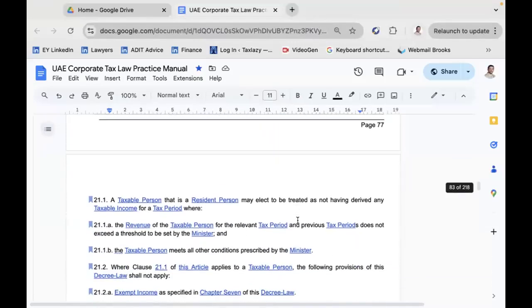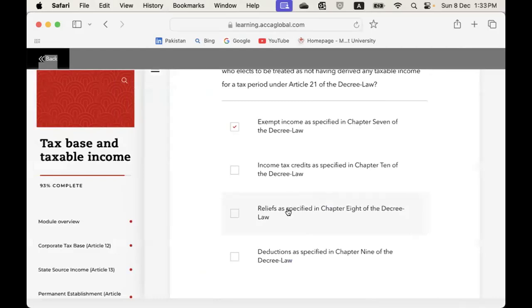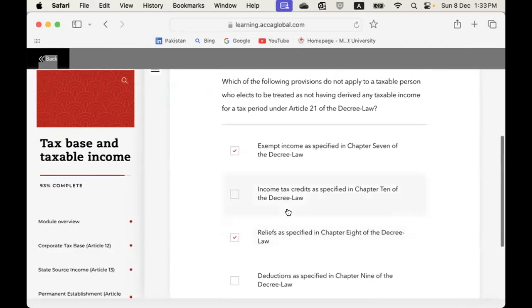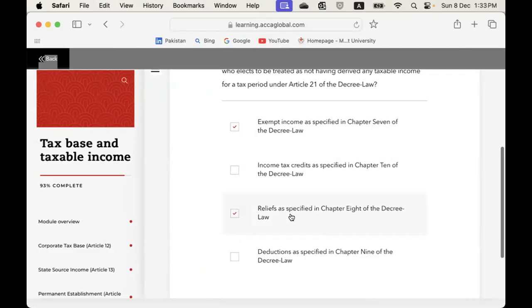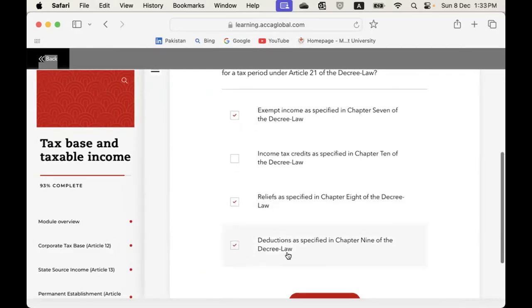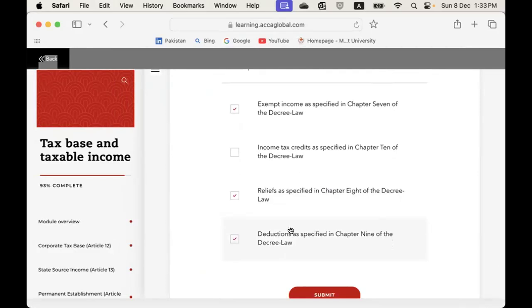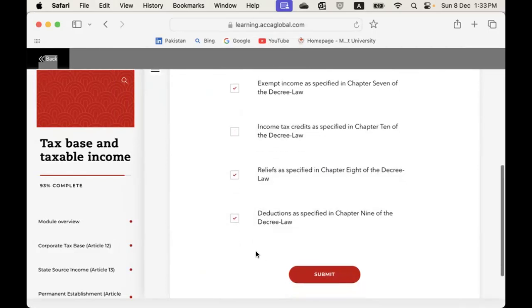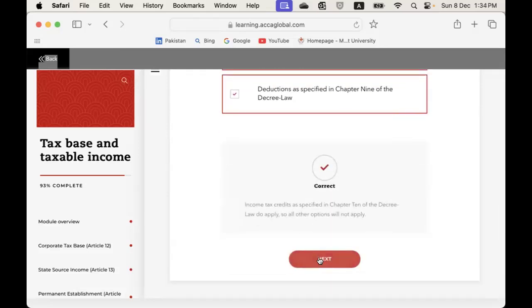What is chapter 8 of the decree law? I don't even have to look at it to answer this. All reliefs will be disregarded. If a person is taking the small business relief, all reliefs will be disregarded. Don't you think so? Similarly, deductions will also be disregarded. No deduction, no relief. But income tax credits were not there. No tax loss relief. So let us submit. Okay.